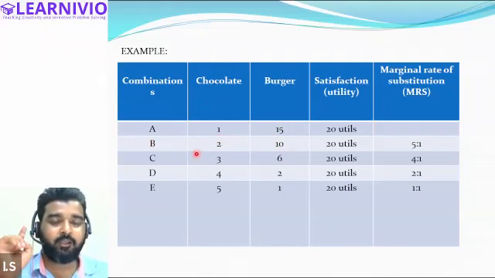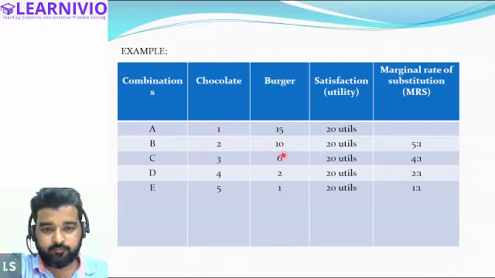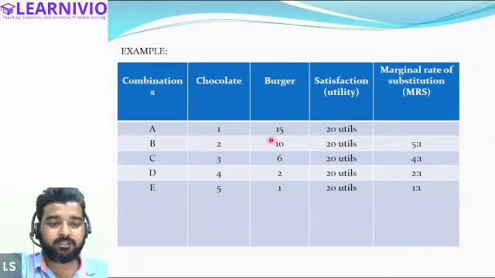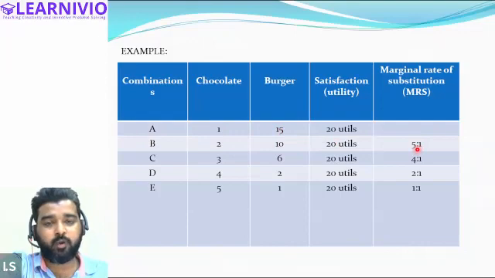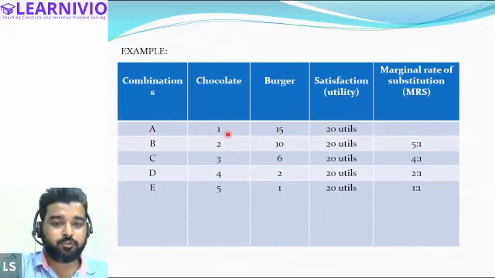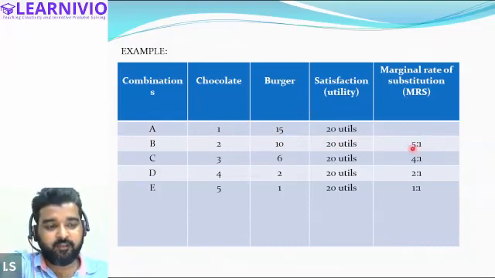So in combination B, the customer is substituting burgers by chocolate, and how many units of burger is he sacrificing to increase the consumption of chocolate by 1 unit? He is sacrificing 5 units of burger just to increase the quantity of chocolate by 1 unit. So in combination B, marginal rate of substitution will be 5:1. Is it clear? Marginal rate of substitution is the quantity of one commodity that needs to be sacrificed in order to increase the consumption of the other commodity by 1 unit. All right. So in combination B, sacrifice is 5 units of burger and gain is 1 unit of chocolate.